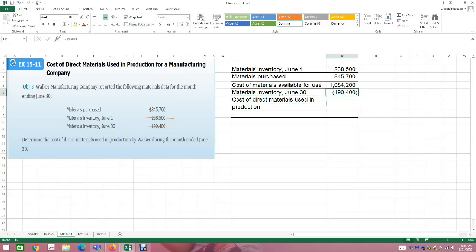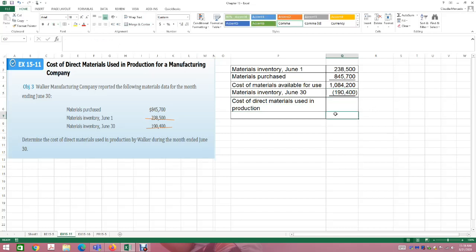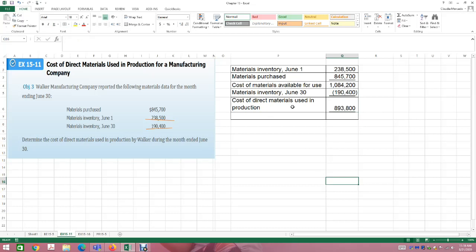is, let me go ahead and put an underline here. So I'm going to add those two numbers together. The 1,084,200 minus the 194,400, and that gives me 893,800. So that is the cost of direct materials that were actually used during the period. So we used 893,800, and we have 190,400 remaining. That has not been used, okay?